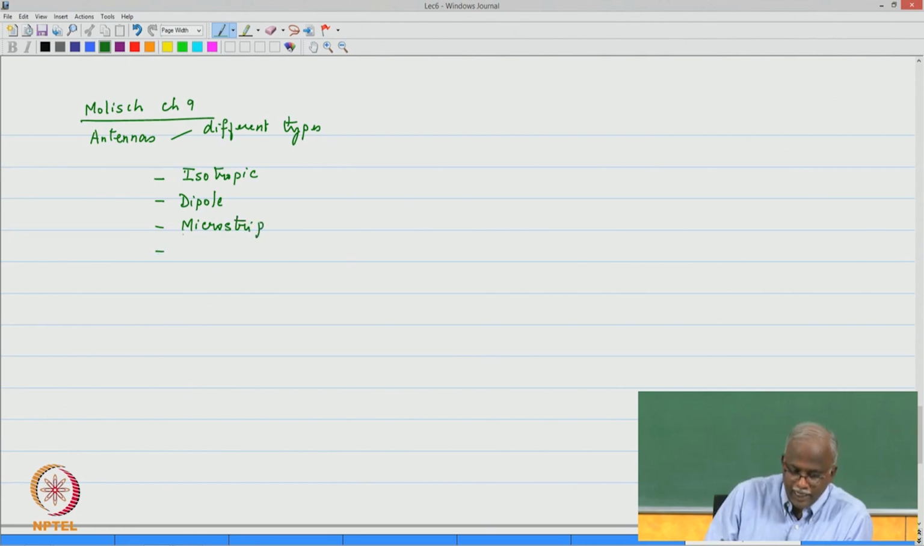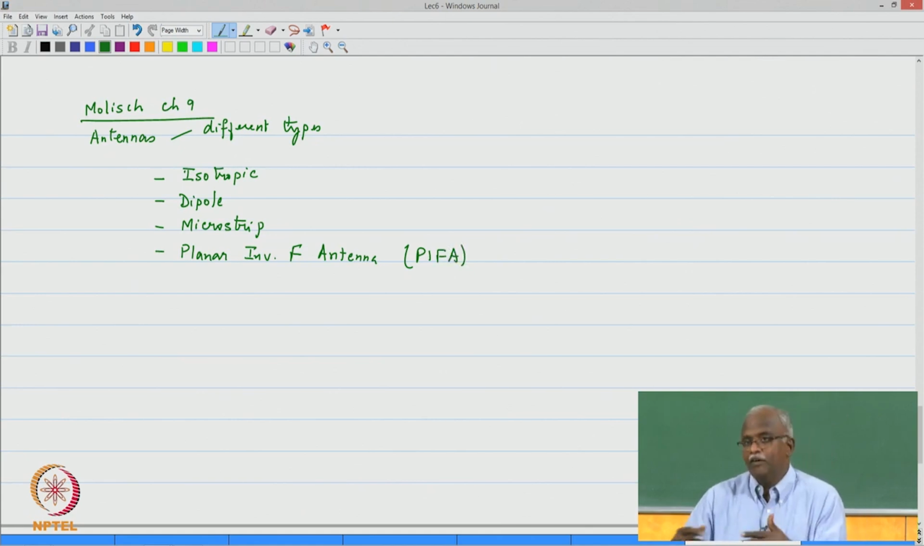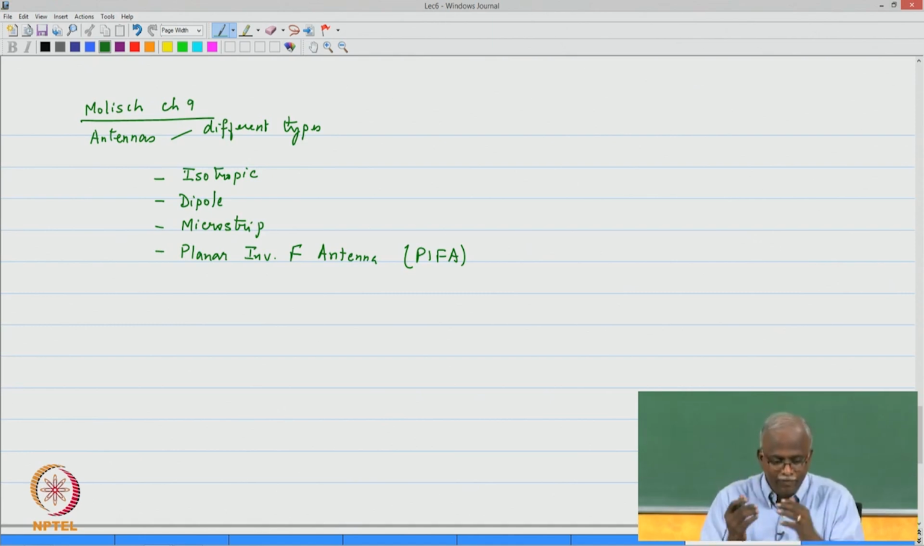Microstrip antenna, there is a planar inverted F antenna, a very commonly used antenna, also referred to as PIFA, planar inverted F antenna. There are several flavors of them which you can see and understand their properties, but it is very important for us to understand that at the end of the day what we are looking for is the effective cross sectional area. We are looking for the ability for the antenna to transmit and receive signals in a suitable direction.